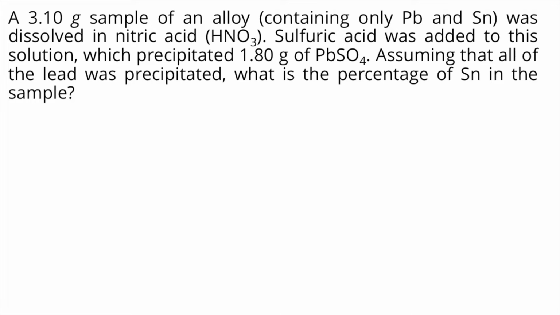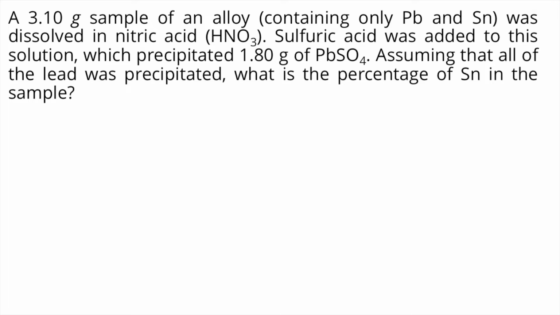A 3.10 gram sample of an alloy containing only lead and tin was dissolved in nitric acid. Sulfuric acid was added to the solution, which precipitated 1.80 grams of PbSO4. Assuming that all of the lead was precipitated, what is the percentage of tin in the sample?